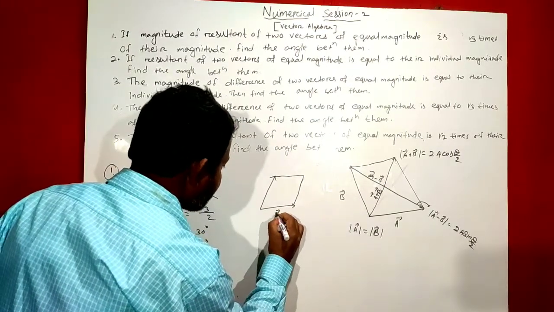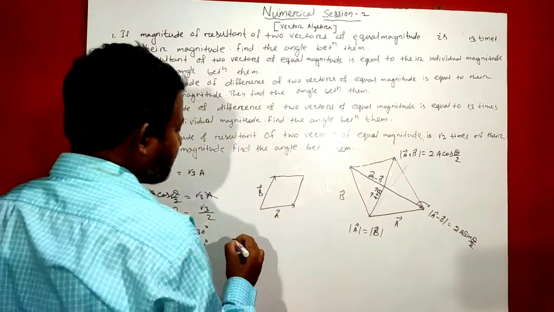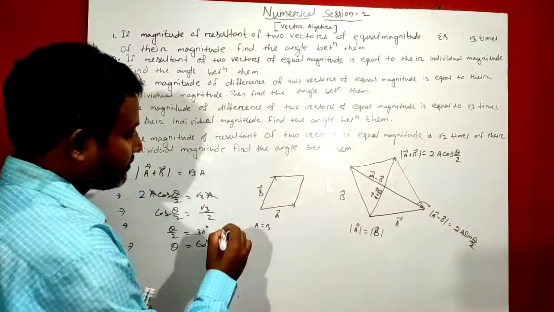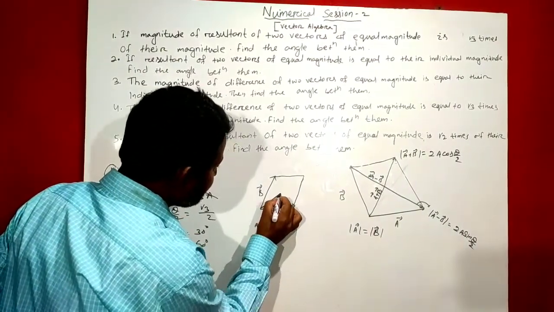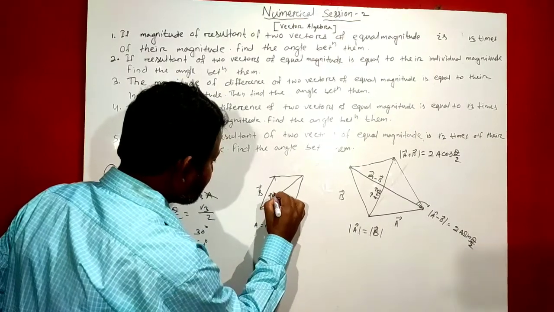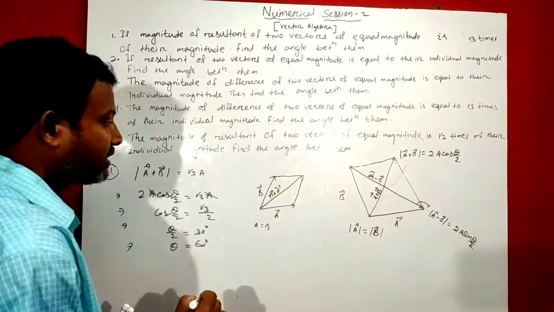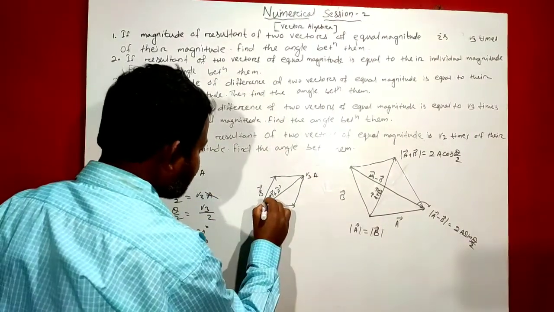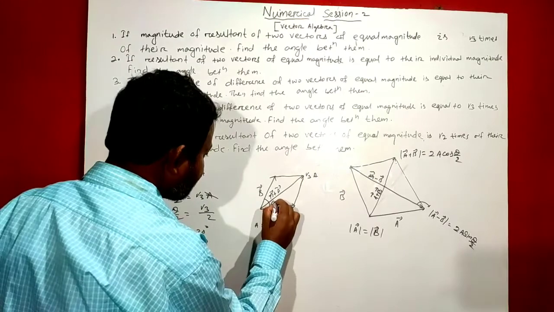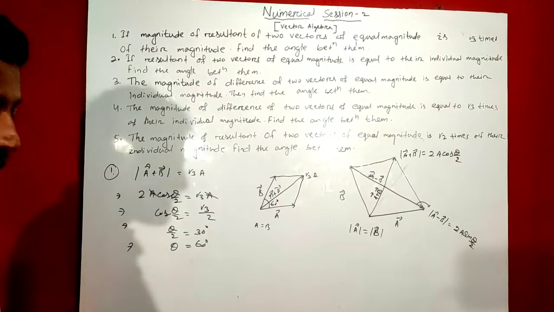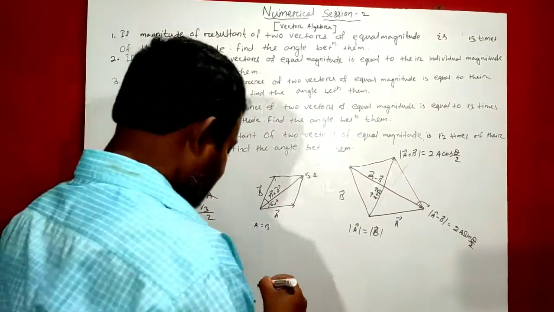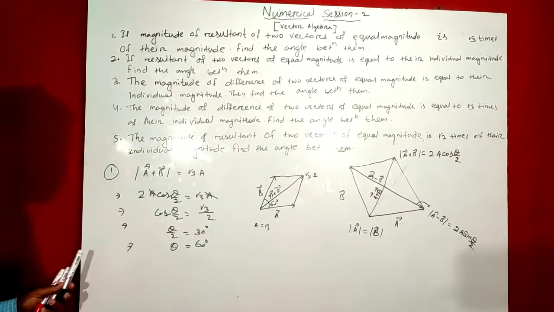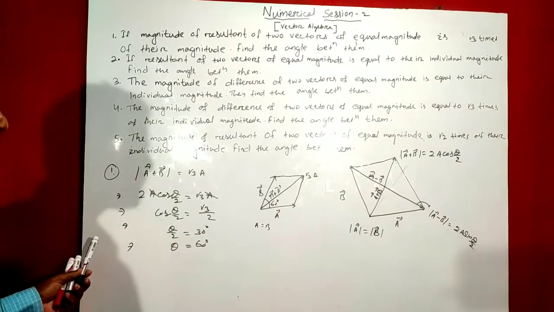The two vectors A and B have equal magnitude, that is A is equal to B, and their resultant A plus B is root 3 A, and the angle between them is 60 degrees. Please take a screenshot. I am going to erase it.